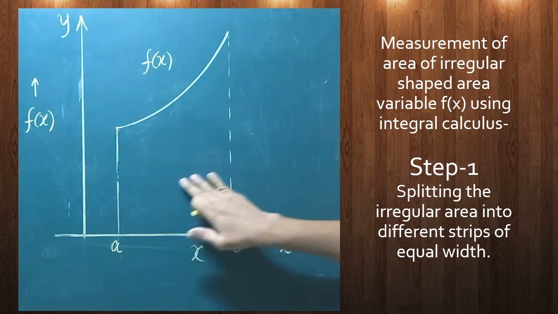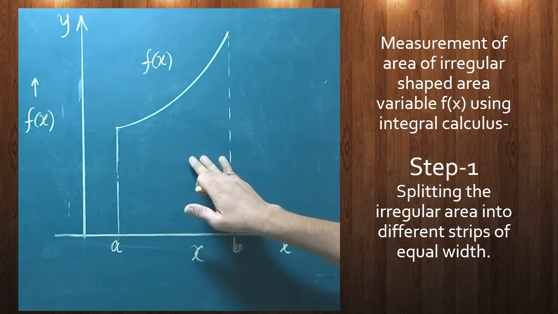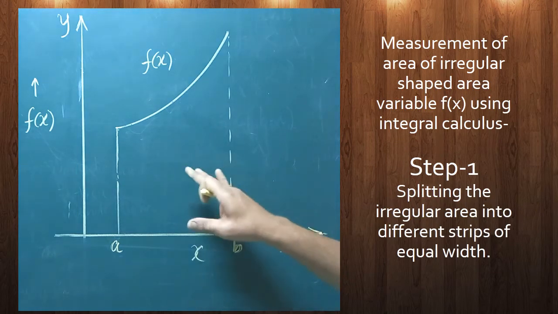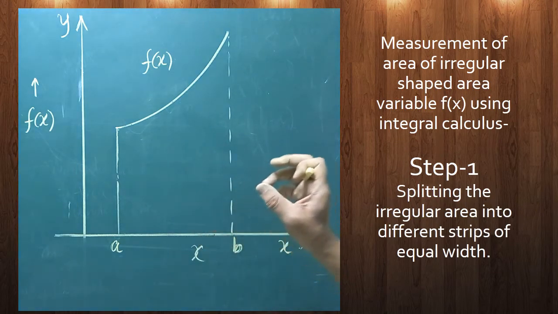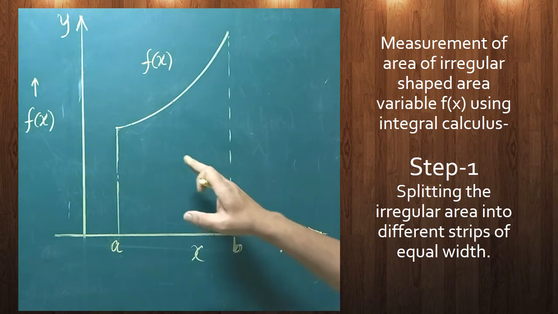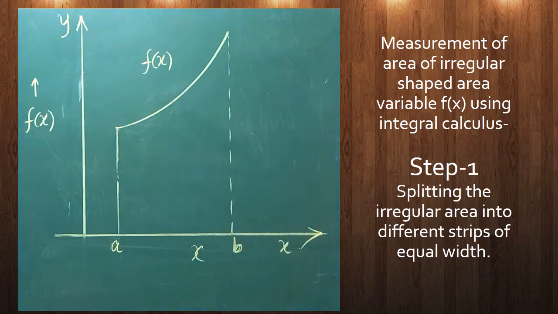Now if you want to calculate the area, we can't use any specific formula as we used in the previous case. If it is a perfect square, we can use length into length. If it is a rectangle, we can use length into breadth, but this does not have any specific shape. Now what do we have to do? That is the next question.